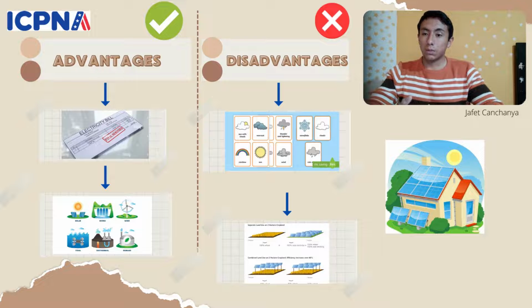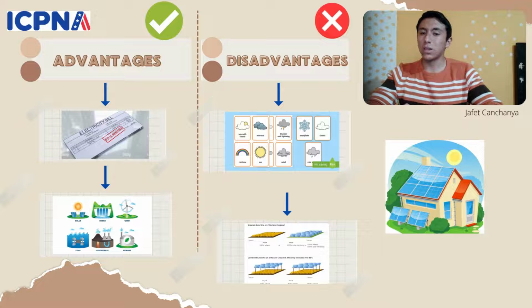Let's move on to the disadvantages. The first disadvantage of solar energy is the high initial cost. If you are thinking about having a solar panel in your house, you have to spend a high cost of money. Another point is that it is difficult to transport, and the installation is very hard in this case.